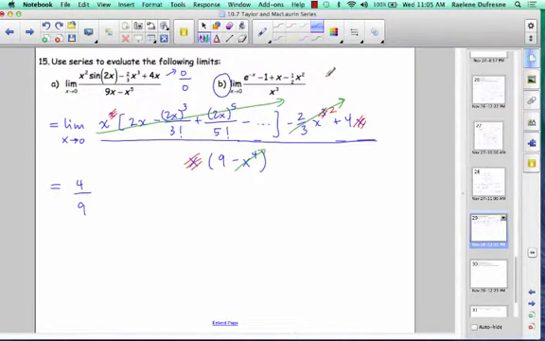I'll leave part B for you to try on your own, in a similar way, replacing e to the negative x with its own Maclaurin series, namely the Maclaurin series for e to the x with x replaced with negative x.